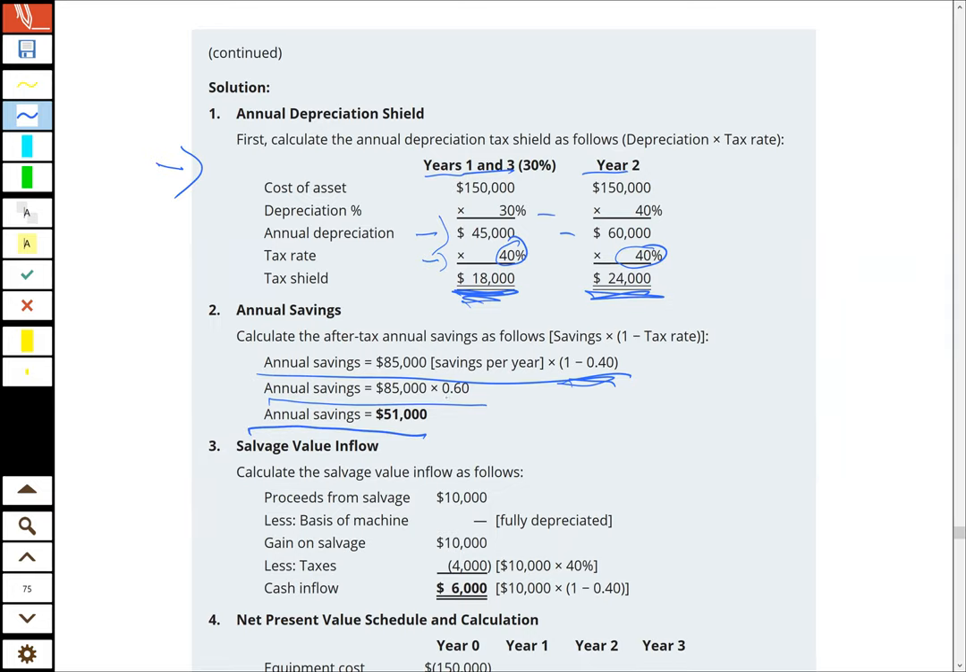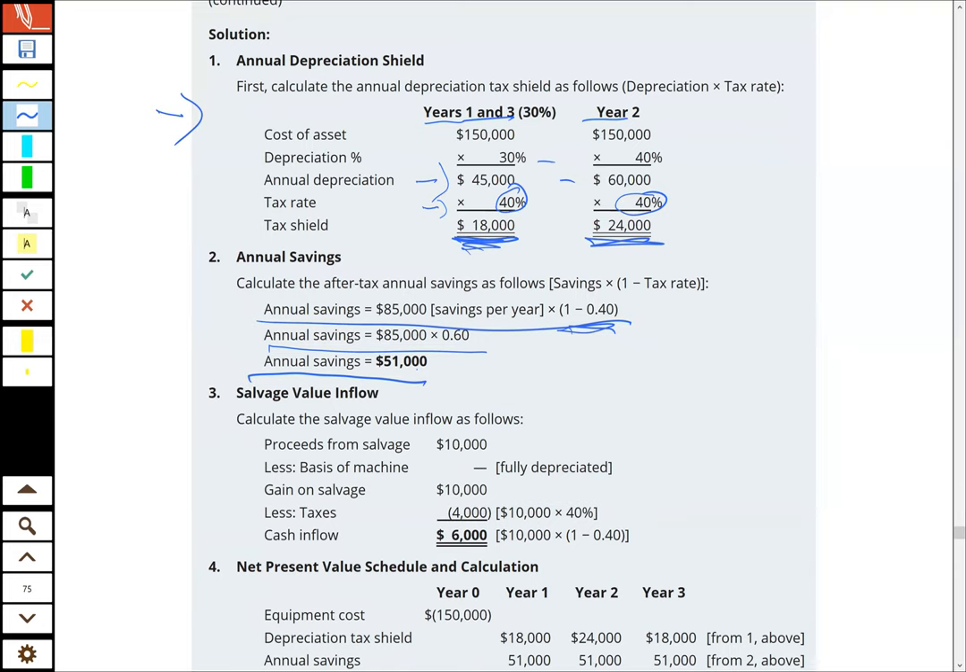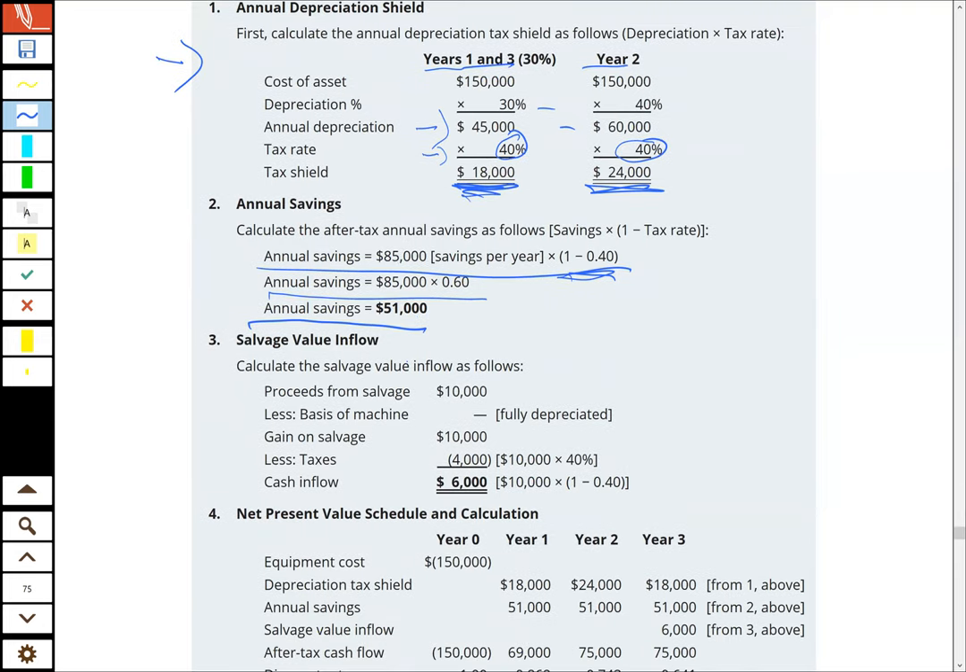Then we go ahead and calculate the salvage value inflow. They're assuming they'll sell it for $10,000. They're assuming it was fully depreciated, so there was no book value.